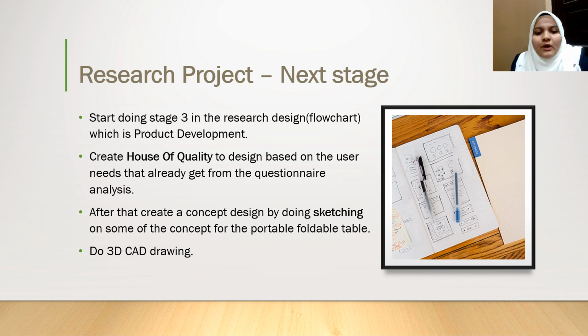After this PSM 1, which is final year project 1, the research project shows the next stage that I could conduct: I can start doing stage 3 in the research design in the flowchart, which is product development. I can create a house of quality to design based on the user needs I already got from the questionnaire analysis. After that, create a concept design by sketching some concepts for the portable foldable table. And lastly, I can do the 3D CAD drawing.